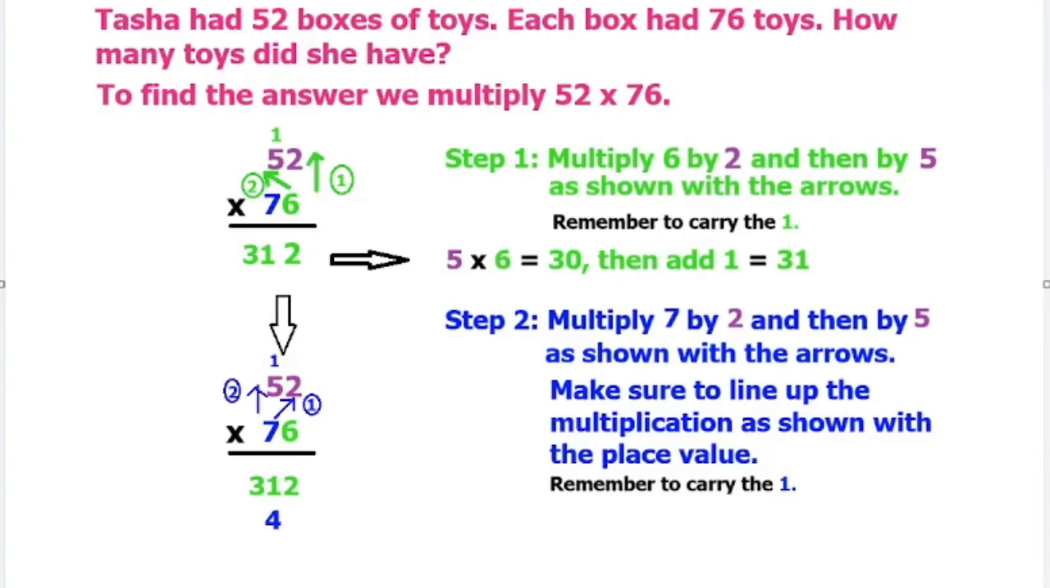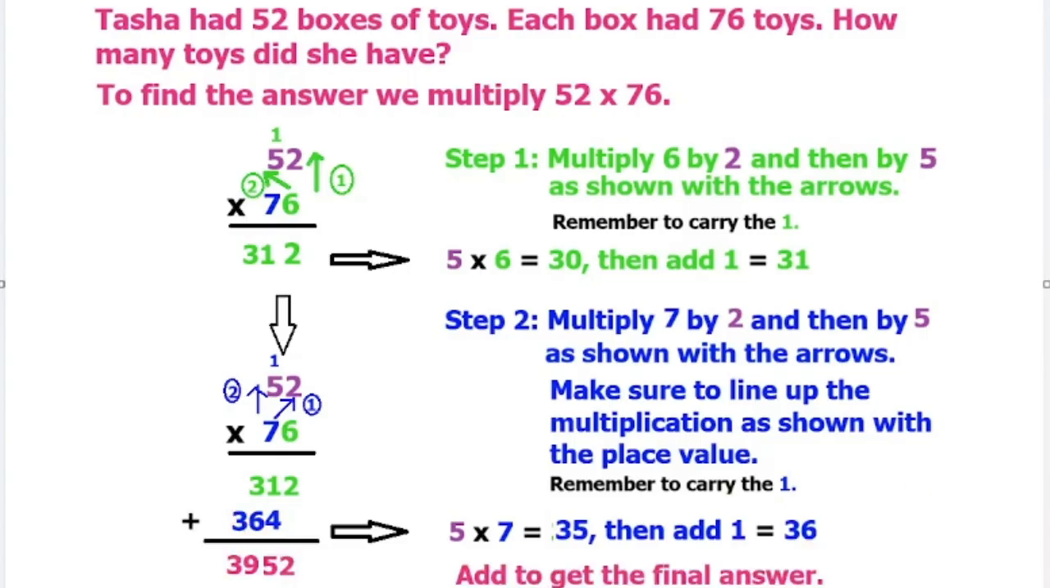So now we look at the arrow and we do this multiplication. 7 times 5. 7 times 5 is 35, but then you add 1, so it becomes 36. So you put 36 here. Now we just add everything together to get the final answer. So 2 plus nothing is 2. And if you feel more comfortable, just put a 0 here if it makes you feel better, but it makes no difference. So 2 plus nothing is 2. 4 plus 1 is 5. 6 plus 3 is 9. And then 3 plus nothing is 3.